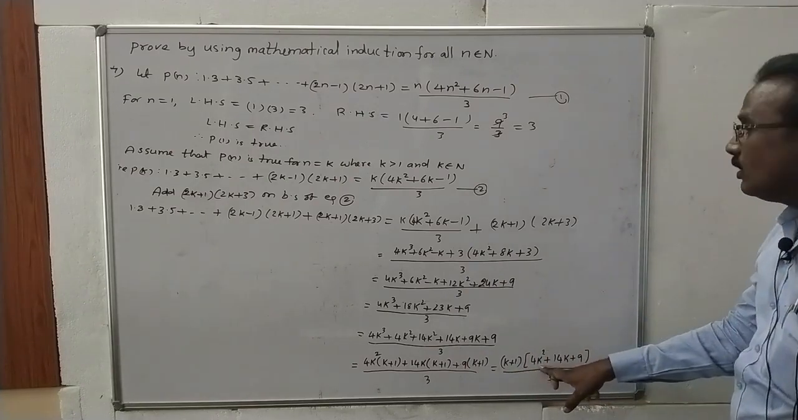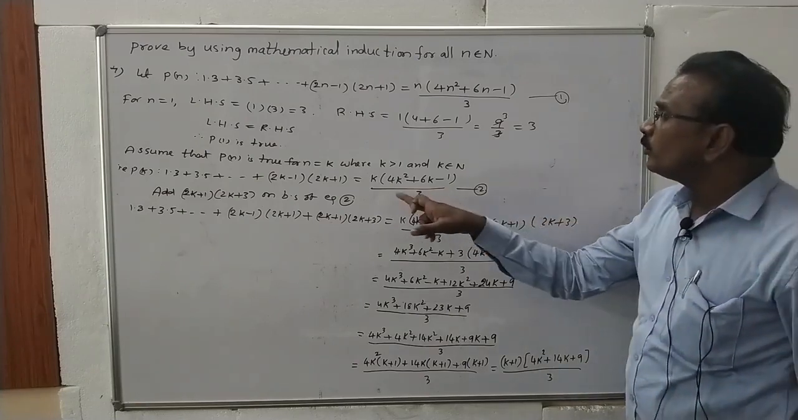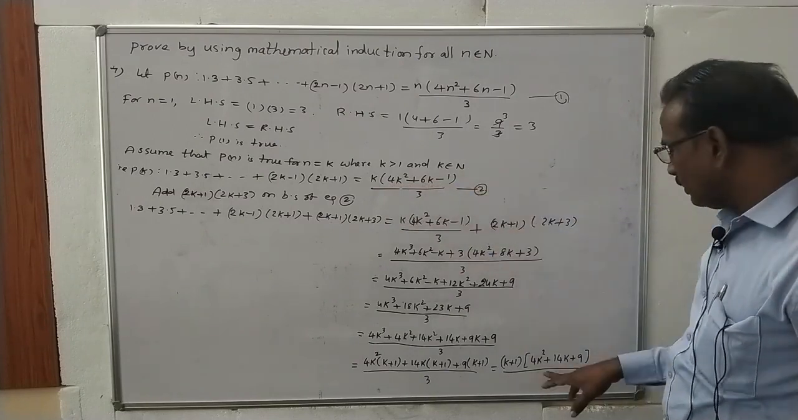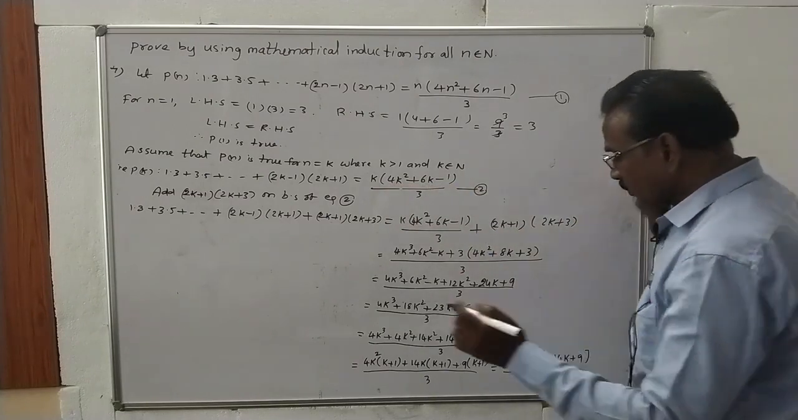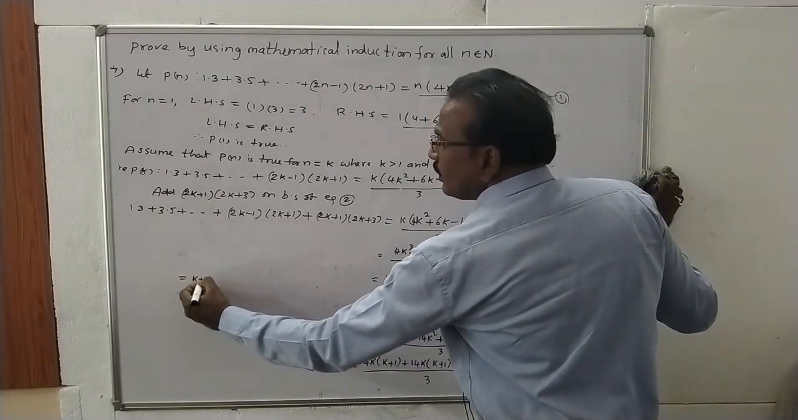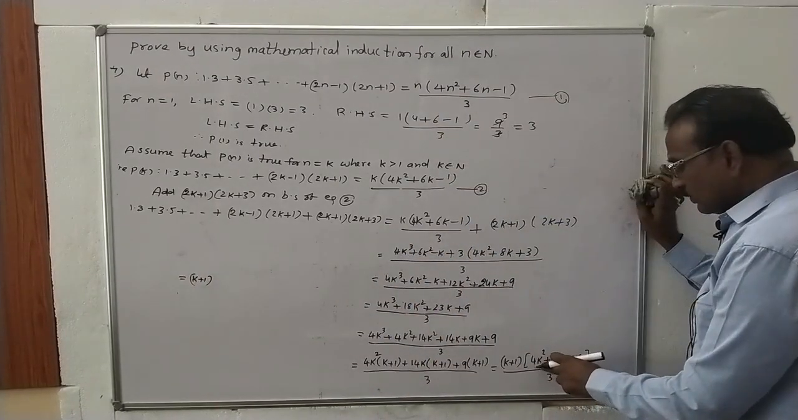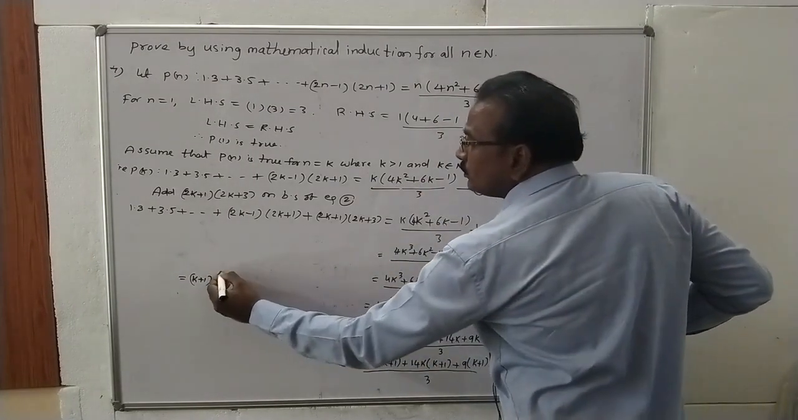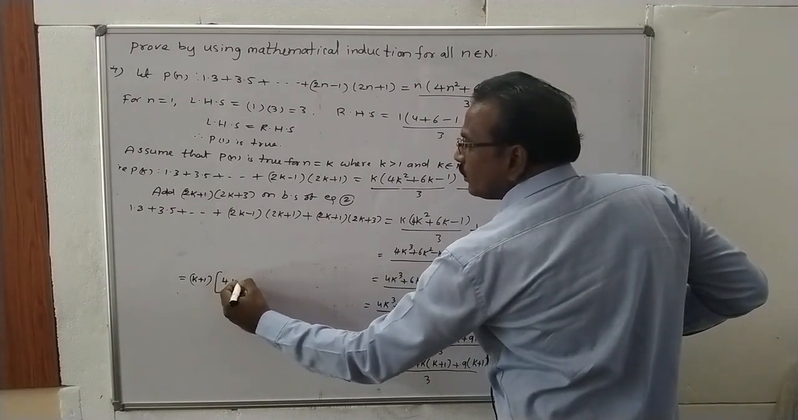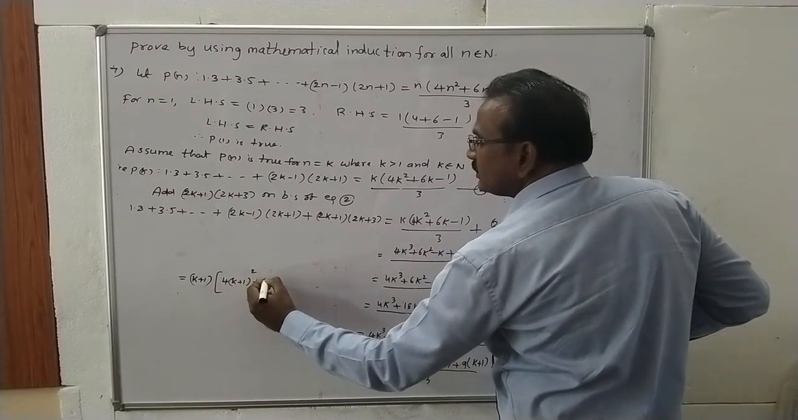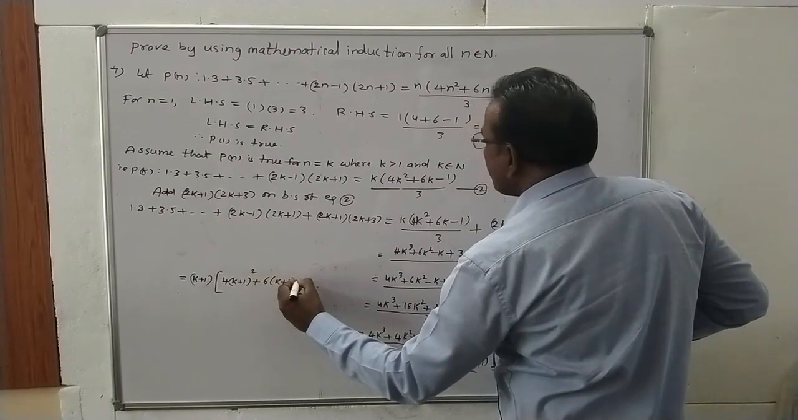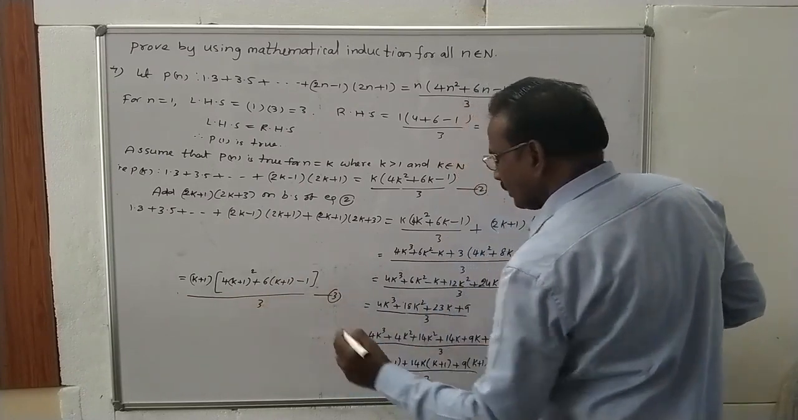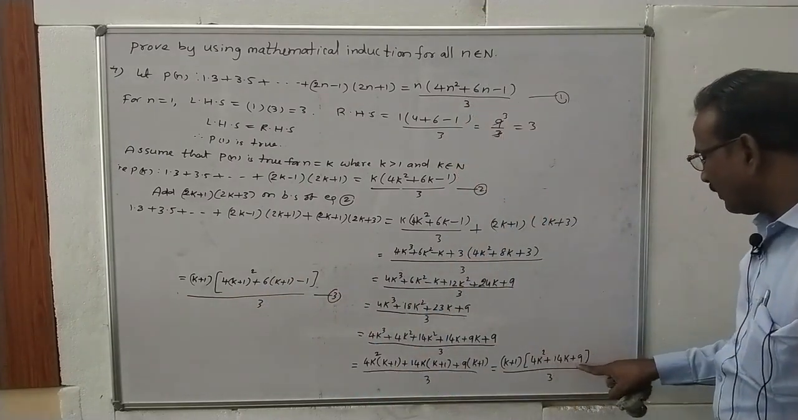Factorize this one, or what we need to prove: k plus 1 into 4 into k plus 1 whole square plus 6 into k plus 1 minus 1 by 3. This factorization is not needed. So directly, k plus 1 into 4k square plus 14k plus 9 can be written as 4 into k plus 1 whole square plus 6 into k plus 1 minus 1 divided by 3. This is equation 3. Here just 4k square plus 14k plus 9.